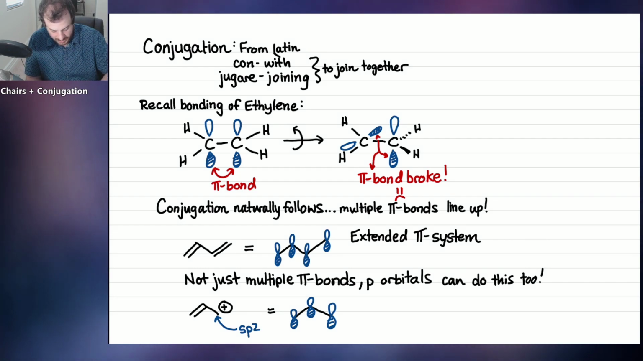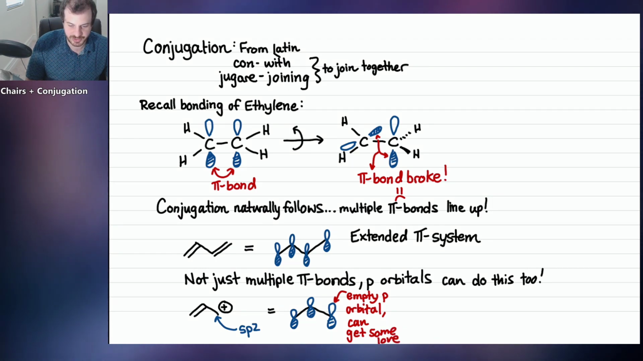So this empty p orbital can get some love. It's nice for that empty p orbital to not feel so alone. It can line up with some p orbitals who are filled, and they can share some of the electron density into that empty p orbital. Another case where this comes up is something like this.